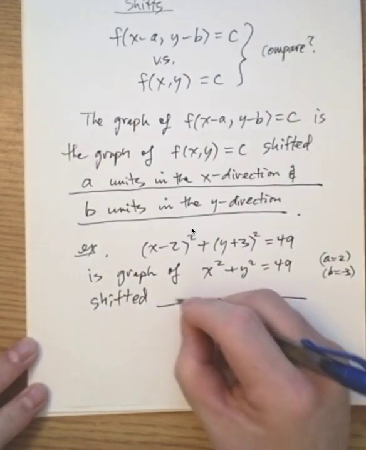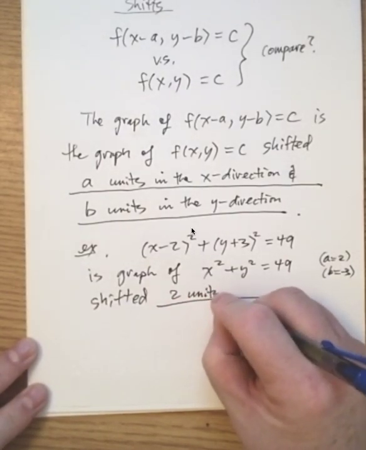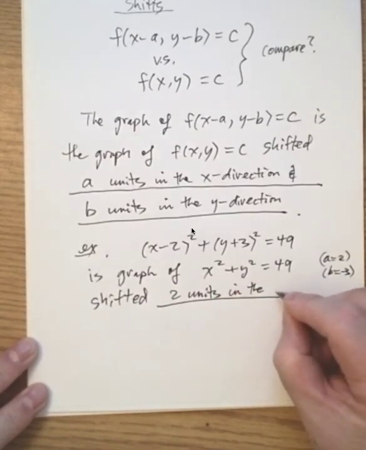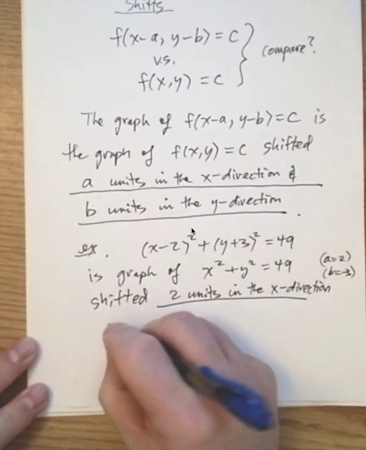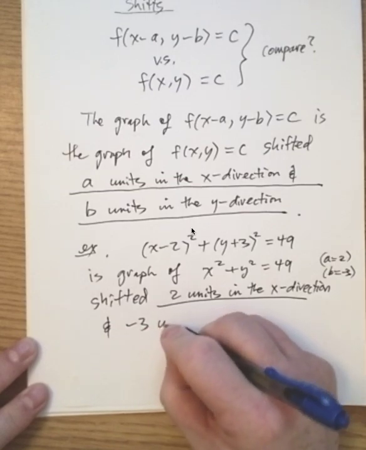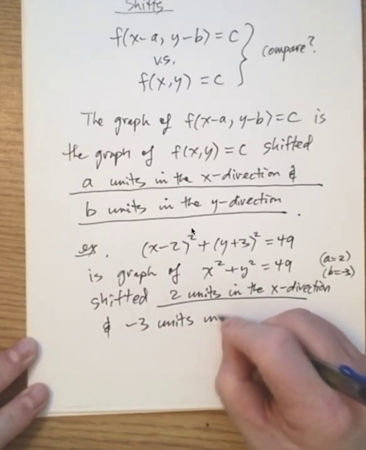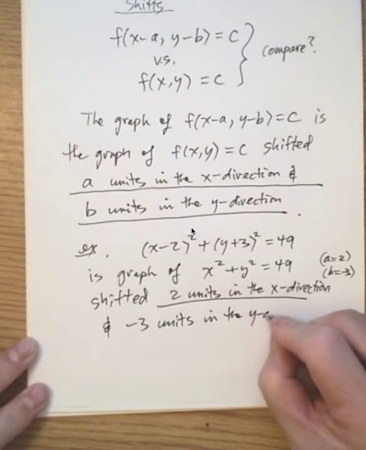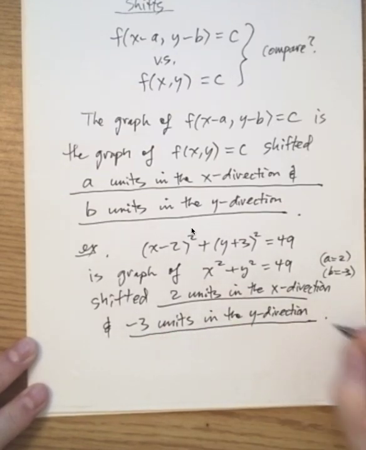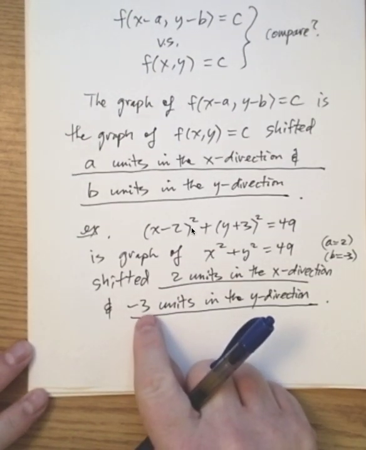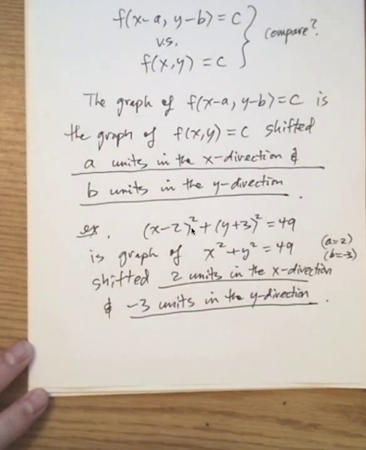Shifted then what? 2 units in the x direction and minus 3 units in the y direction. Okay. Now, some people might say, what, this is minus 3 units in the y direction. That would be 3 units down. But instead of doing that, what we're going to prefer to do is just use signed numbers and then say you're shifting in the x or y direction.